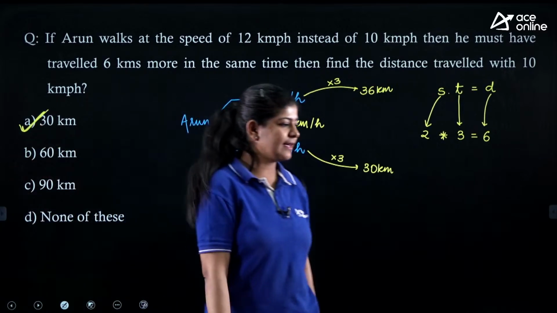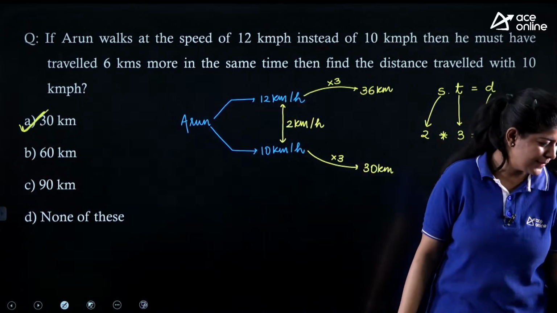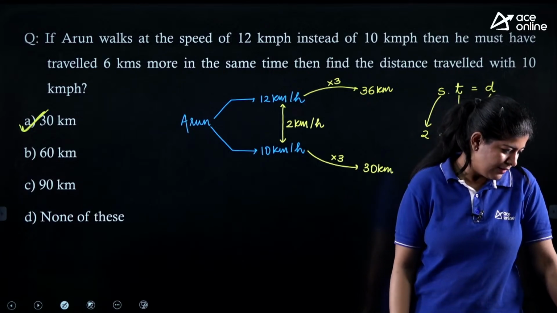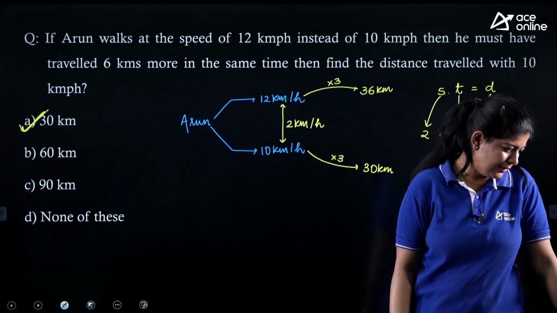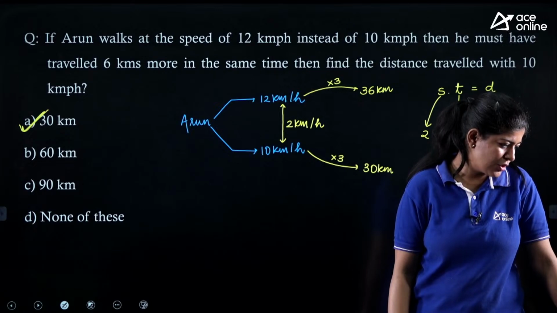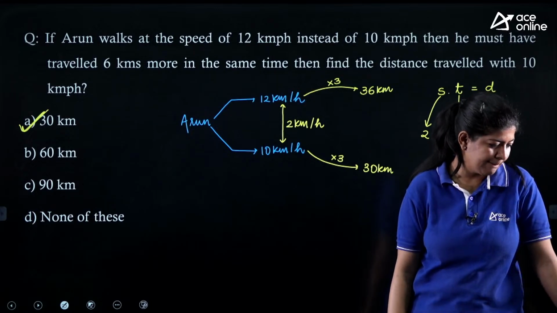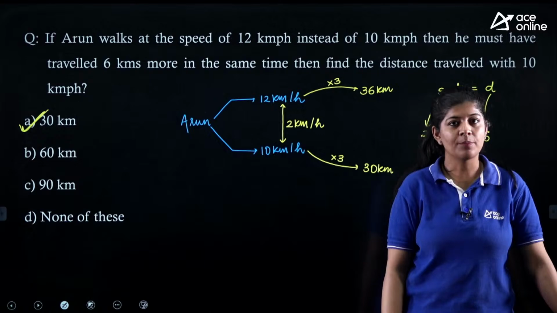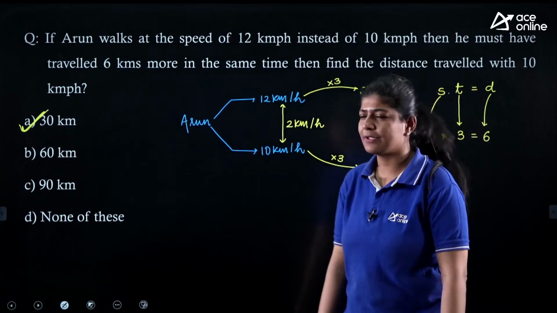Option number A is the correct one. Very good Manikanta, very good Rakesh, very good Mala, right? The correct answer over here is your option number A, 30 kilometers. It's a very easy question.